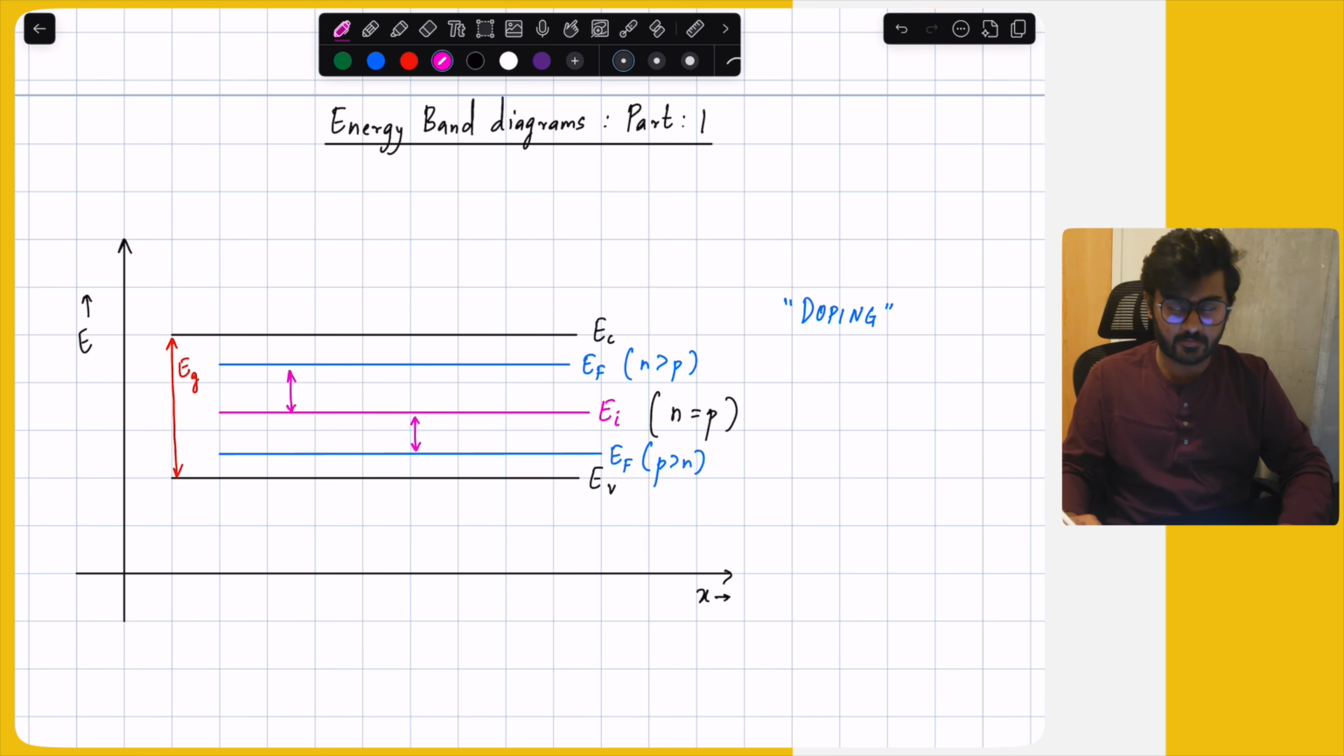So these are the four things that we draw in an energy band diagram. The first one is the bottom of the conduction band. The second one is the top of the valence band. The third one is the Fermi energy level. And the last one is the intrinsic Fermi level.